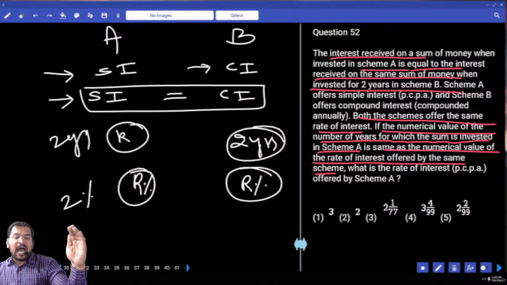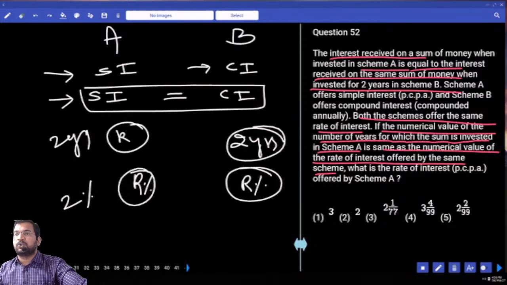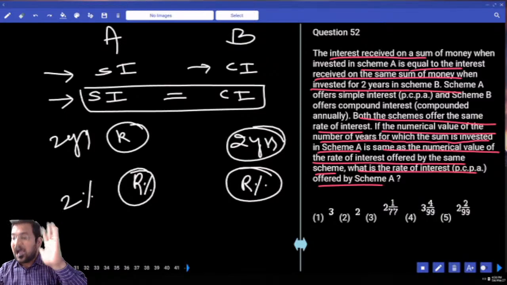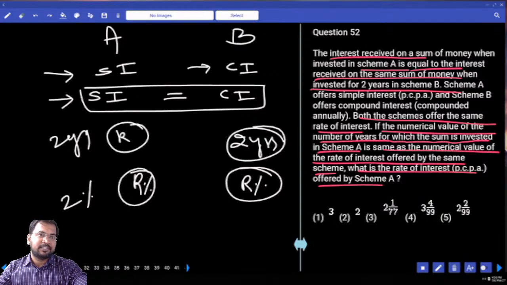So that is the reason our answer is more than 2. It's very close to 2. Why more than 2? Generally, in which case is the interest more? Compound interest. But we need them to be equal. They are asking what is the rate of interest offered by scheme A. Scheme A's rate of interest and scheme B's rate of interest are the same. But scheme A's time period is also the same. Therefore, in scheme B, the interest will be more. How much more? 2%. Yes or no? And our answer should be more than 2.